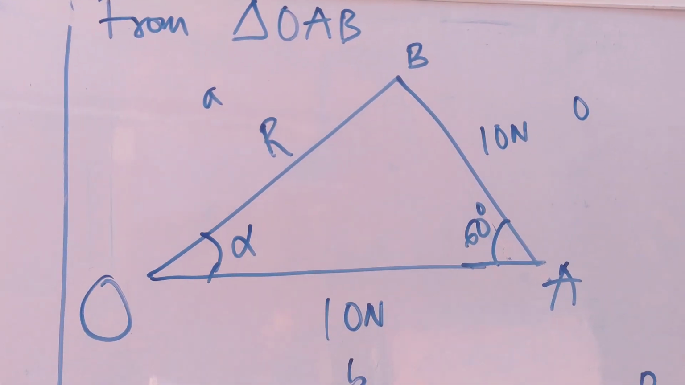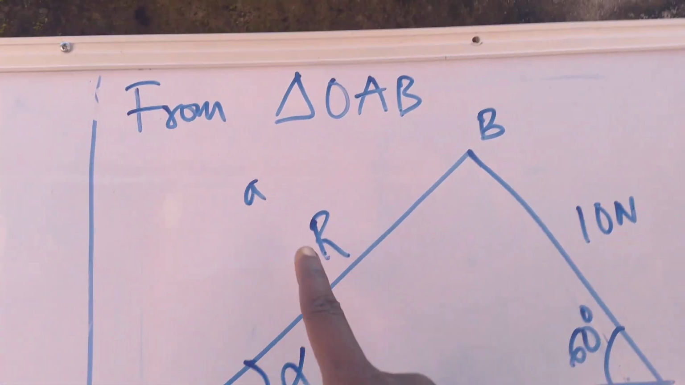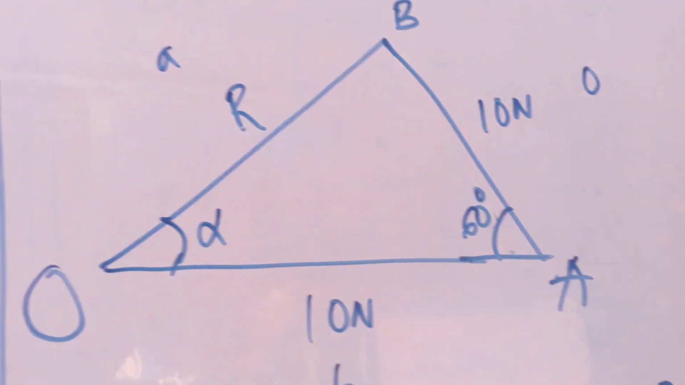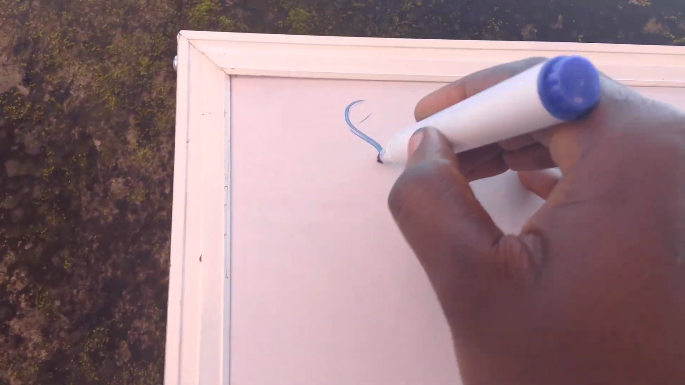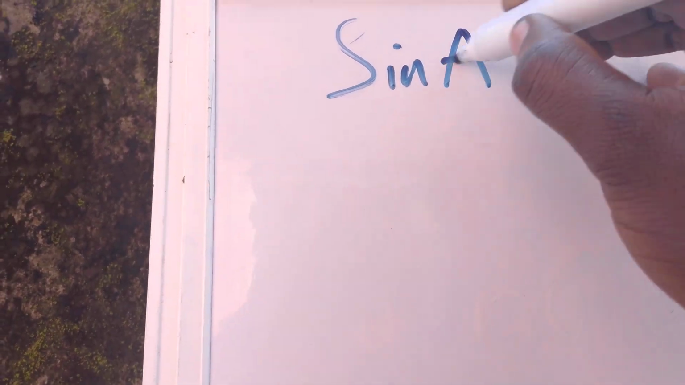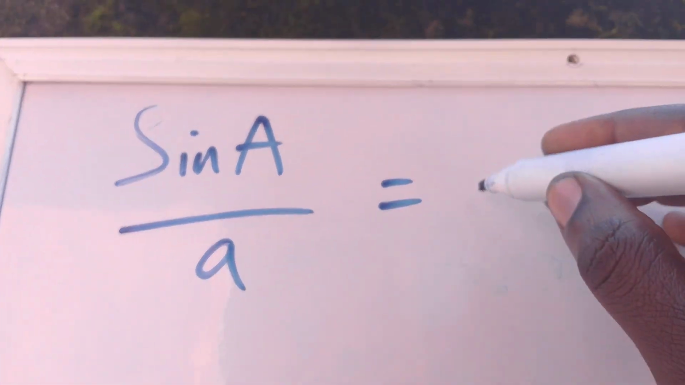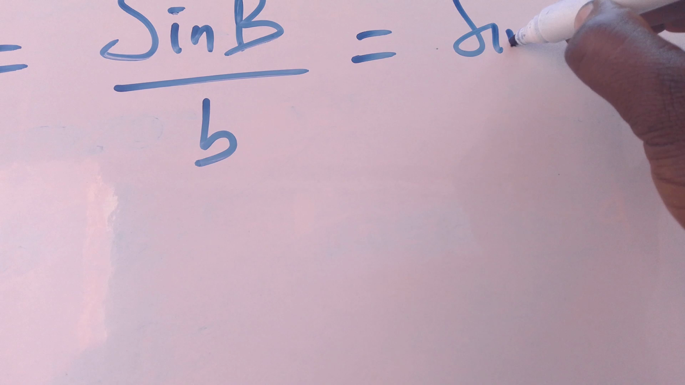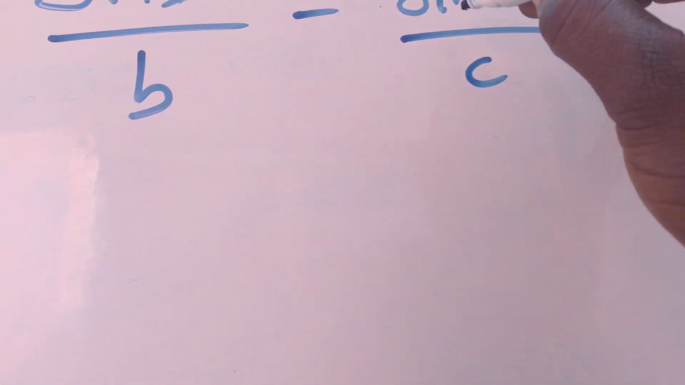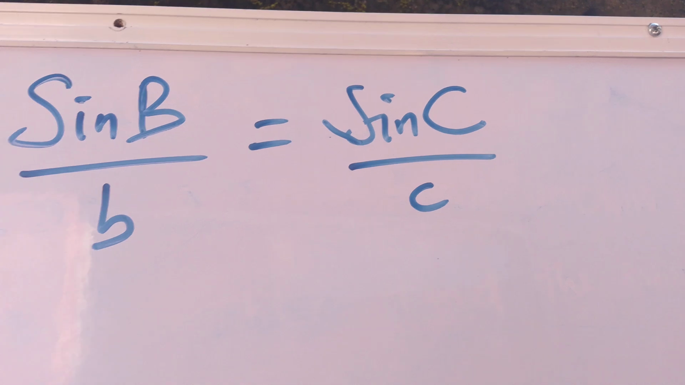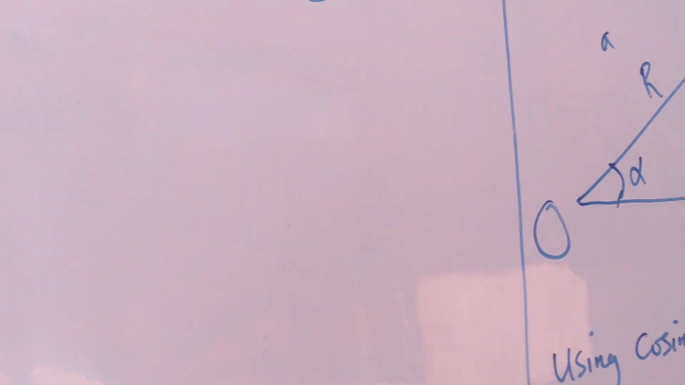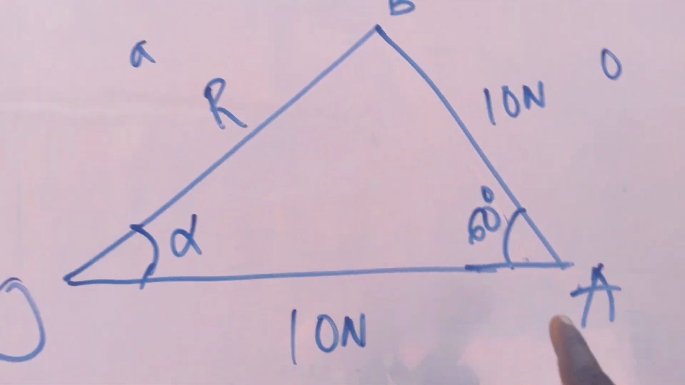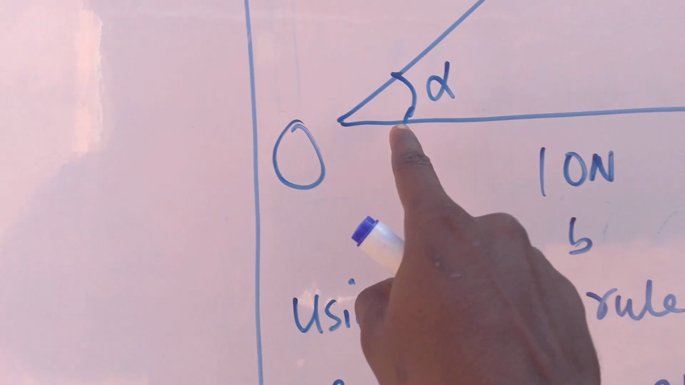Now using the sine rule, this will be sine A over small a equals sine B over small b equals sine O over small o. What we are looking for now is the angle at O. So we have the angle at A, and we neglect that of B. The angle at O is alpha.